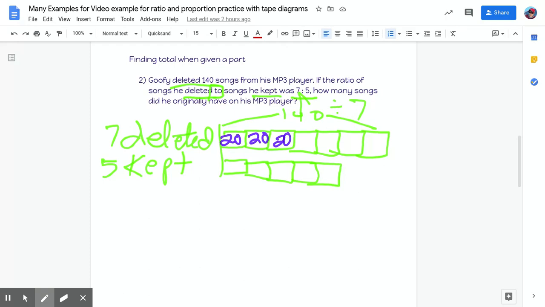20, 20, 20, 20, 20, 20. Oh my goodness, there's got to be a faster way than this. I'm going to put it in every box. We made them the same, or every piece of tape.